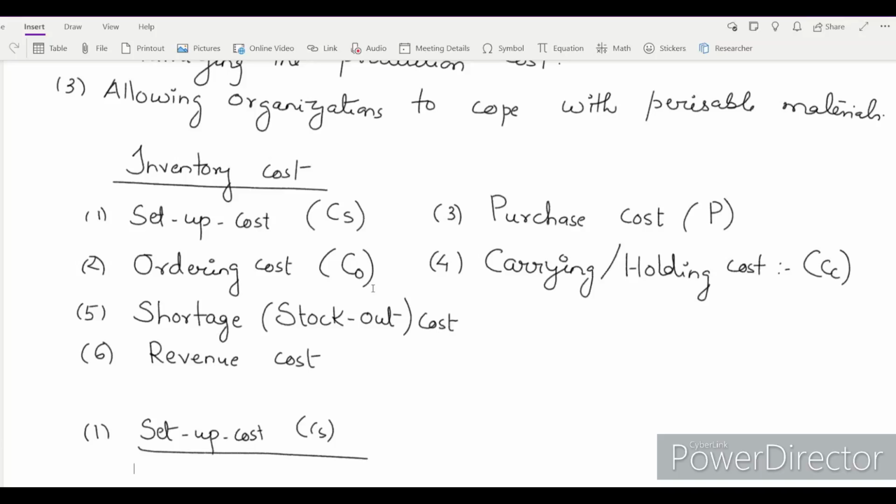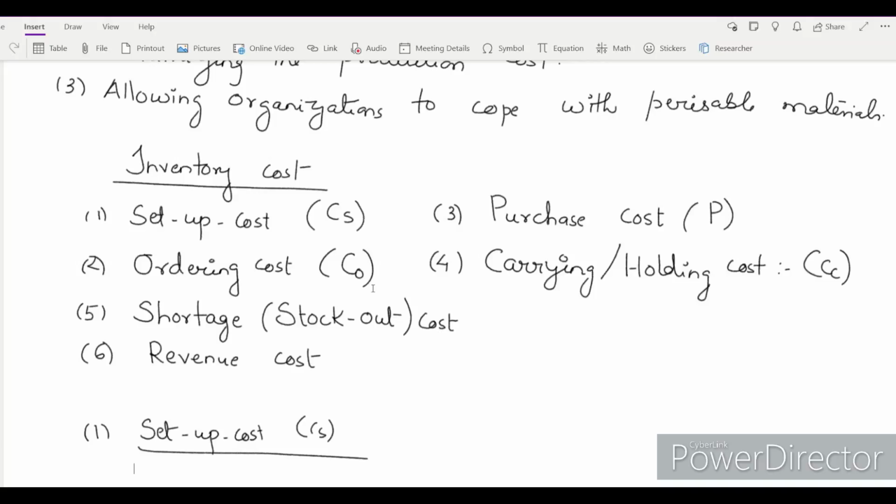Then again, a person has to check before ordering. He has to go to that place and check whether the raw materials he is going to purchase are of good quality or not. So that includes your traveling cost. So all these costs come under your ordering cost. Fine.